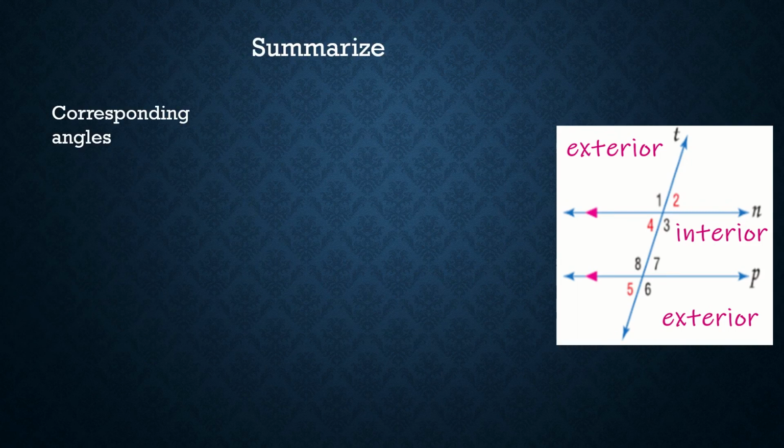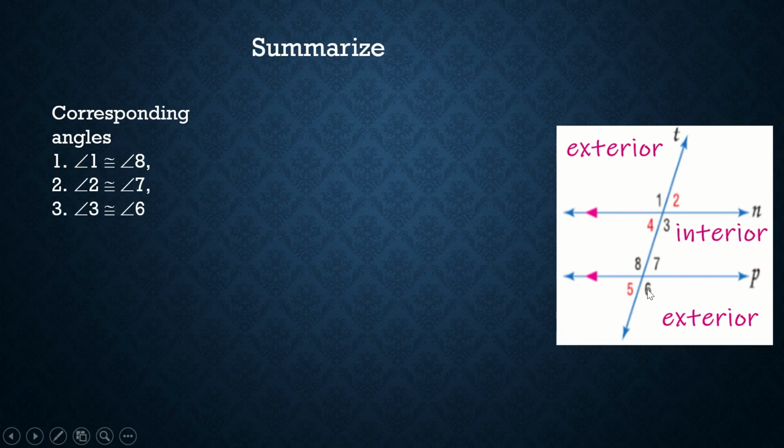Now, let's summarize. Corresponding angles: angle 1 is congruent to angle 8. Angle 2 is congruent to angle 7, right? So let us see for angle 3, which angle is congruent as per corresponding angles? Yes, for 3 it is 6. Excellent. What about angle 4? Angle 4 is congruent to angle 5.